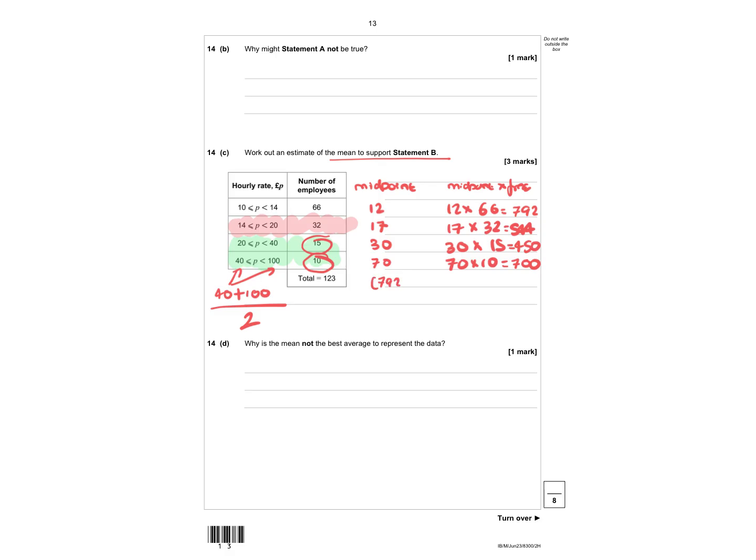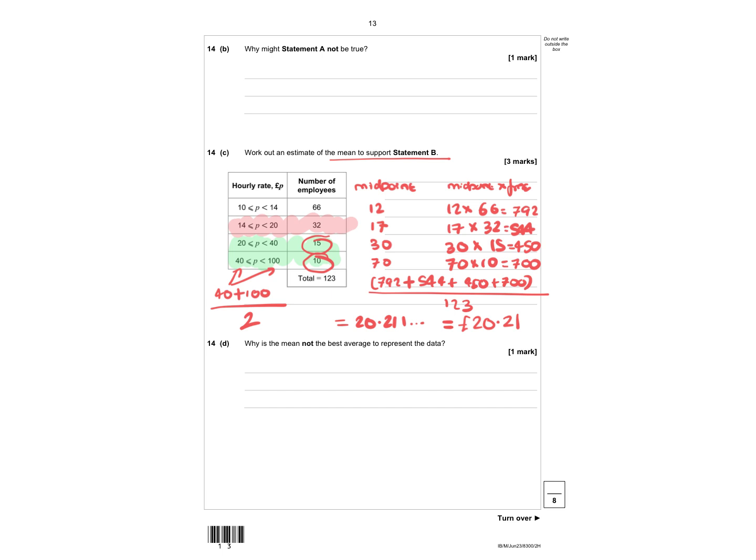So I need to do 792 plus 544 plus 450 plus 700 and then divide that by 123, and that comes to an answer of 20.211... and I mustn't round up my value to the nearest whole number. We shouldn't do that with the mean unless we're told to. And this is money as well, so I'm actually going to round my answer to £20.21.